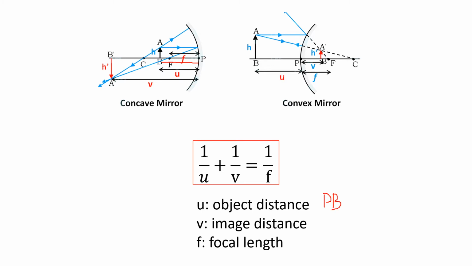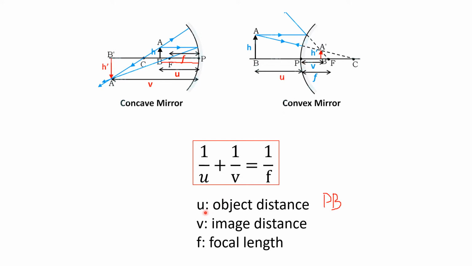This is your object distance, denoted by small u. Similarly, for your convex mirror, let us consider you have an object AB. Again, your object is placed at a distance of PB from the pole of the mirror, so this distance will be denoted with small u. The object distance is the distance between the object and the pole, denoted by small u.